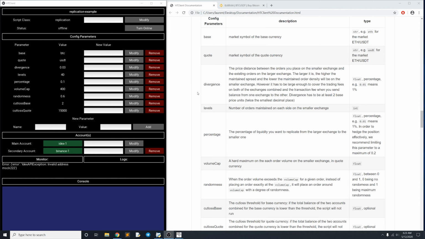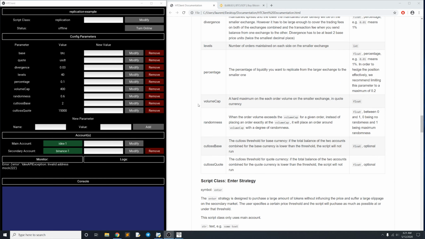One thing to note is that if you put a divergence that is large enough, you can actually make money from the order book replication strategy. Levels is the same as for maker and stable. Percentage is the percentage of liquidity that you want to replicate from the larger exchange to the smaller exchange. And it shouldn't be above 20%. Volume cap allows you to put a hard maximum on the amount that you're going to place on each level. So for example, here I set a volume cap of 400 USDT. This is at your own discretion.